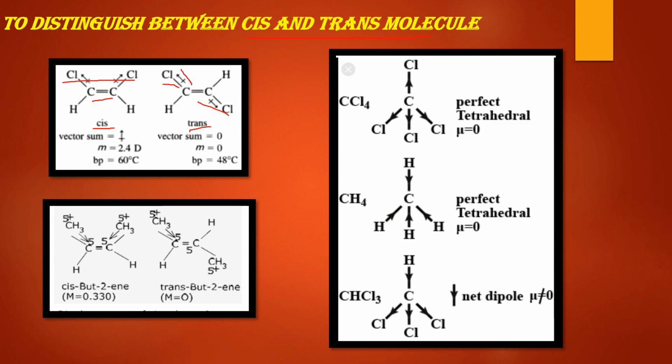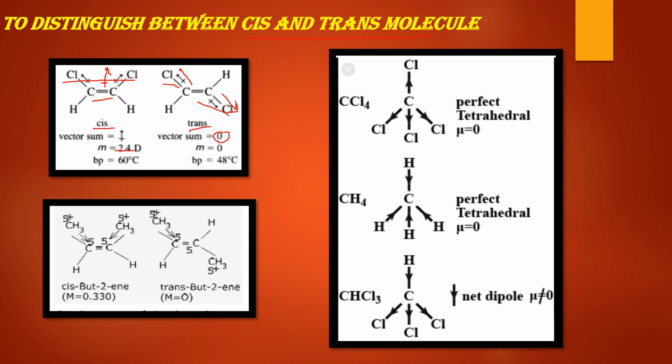Now in the trans position, both the dipoles cancel out each other. This C-Cl is in this direction, this C-Cl in this direction, and hence they cancel out each other and the net dipole moment is 0, right? Now similarly here we can see that this dipole is in this direction, but the net dipole moment is not 0. The vector sum of this is somehow in this direction, and this is not equal to 0, meaning it has a value of 2.4 D.